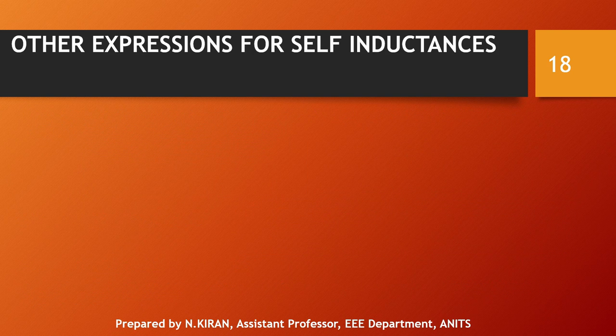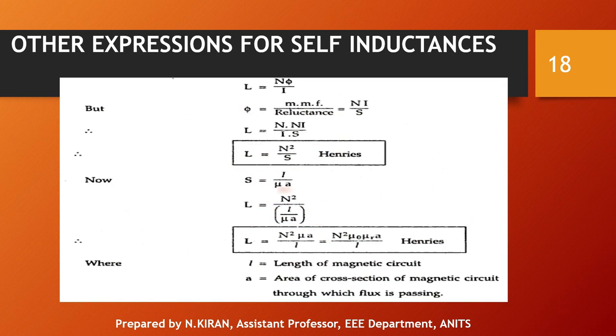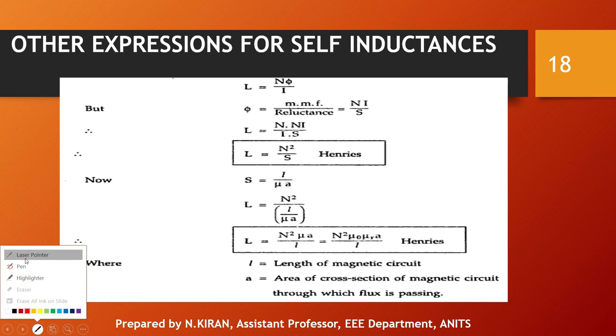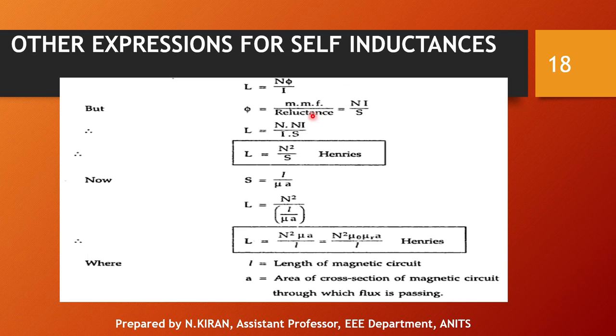So the other expressions we can also derive for self-inductance. From the concept of magnetic circuits, we all know that flux is equal to mmf by reluctance. So flux phi is mmf, which is N into I, divided by reluctance, which is S. Substituting this in the expression L is equal to N phi by I, we get L is equal to N square by S. So this is another expression for self-inductance.